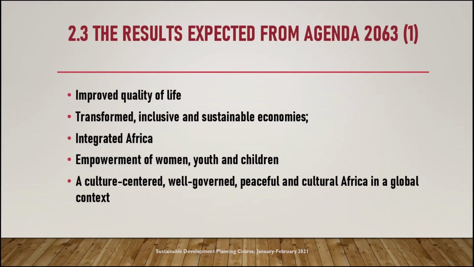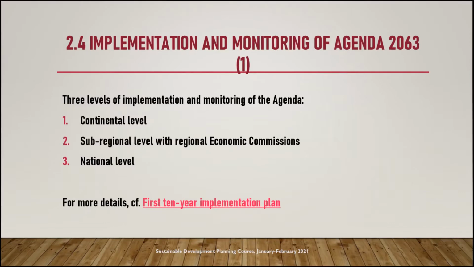What are the results expected from Agenda 2063? First, it aims to improve the quality of life of African citizens, to transform inclusive and sustainable economies, an integrated Africa, empowerment of women, youth, and children, a culture-centered, well-governed, peaceful Africa in a global context.